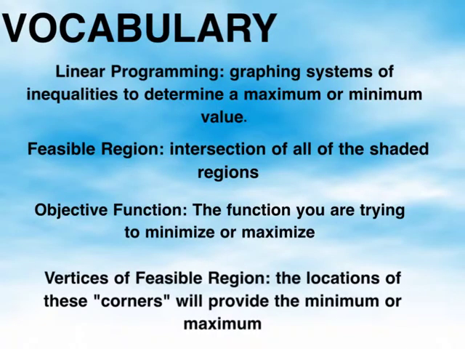So some quick vocabulary. Linear programming is just graphing to determine the maximum or minimum value. A feasible region is the intersection of all the shaded regions. An objective function is an equation that you're trying to minimize or maximize. And the vertices of a feasible region are the points that will give us the minimum or maximum.